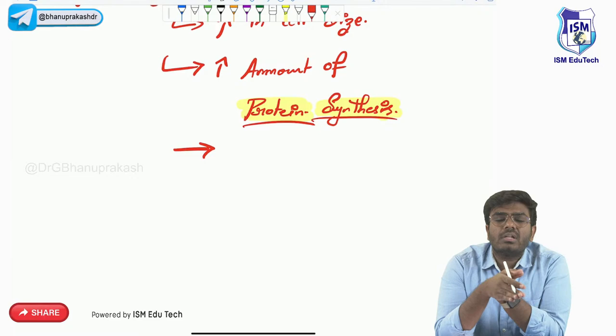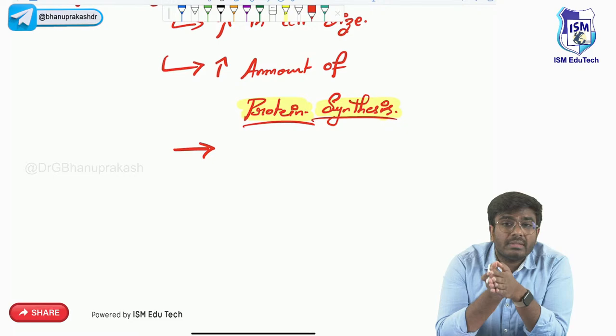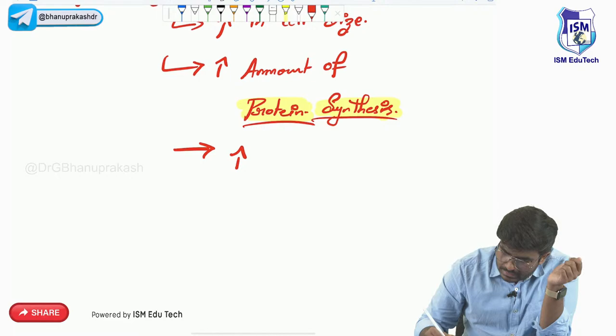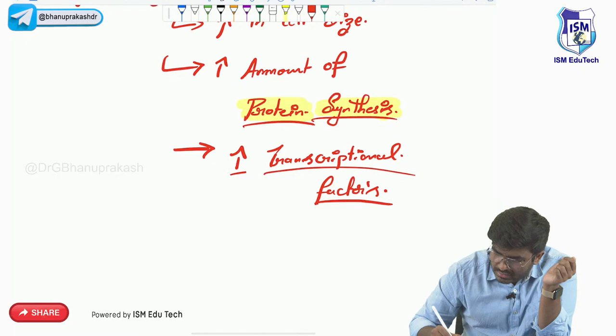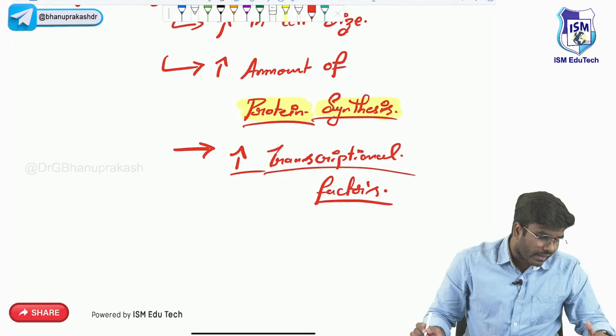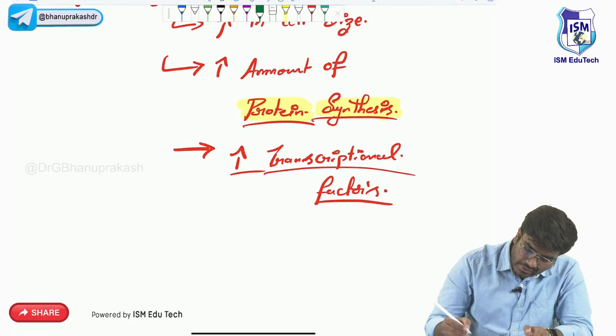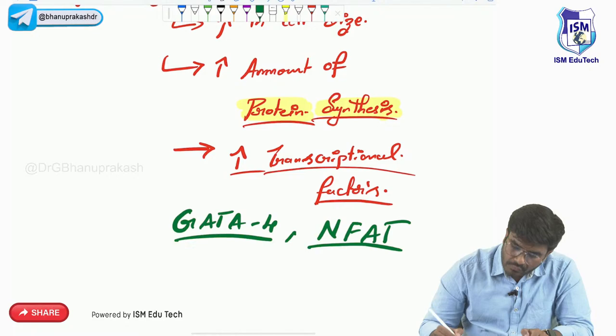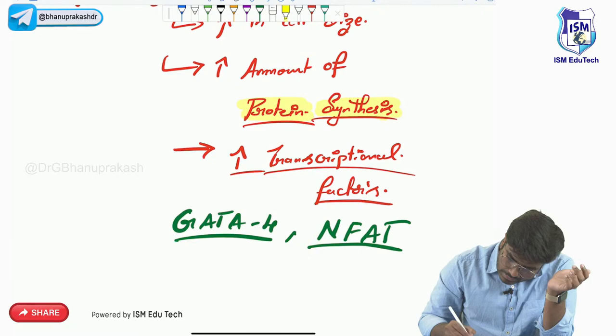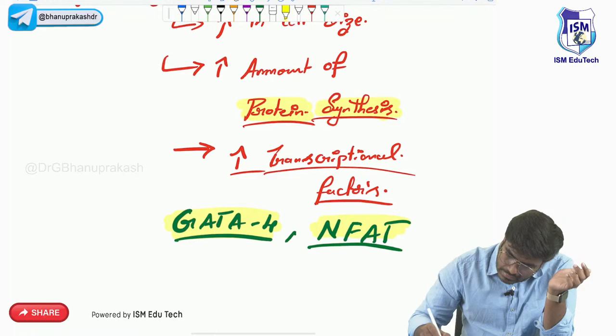So during hypertrophy, there is an increase in the amount of transcriptional factors inside the cell. Now, what are the transcriptional factors which you should know for your exam? The two important transcriptional factors which you should never ever miss are GATA4 and NFAT. GATA4 is a transcriptional factor, it helps in production of proteins. So GATA4, very, very important. Guys, take the note: GATA4 and NFAT are the transcriptional factors which are increased inside.